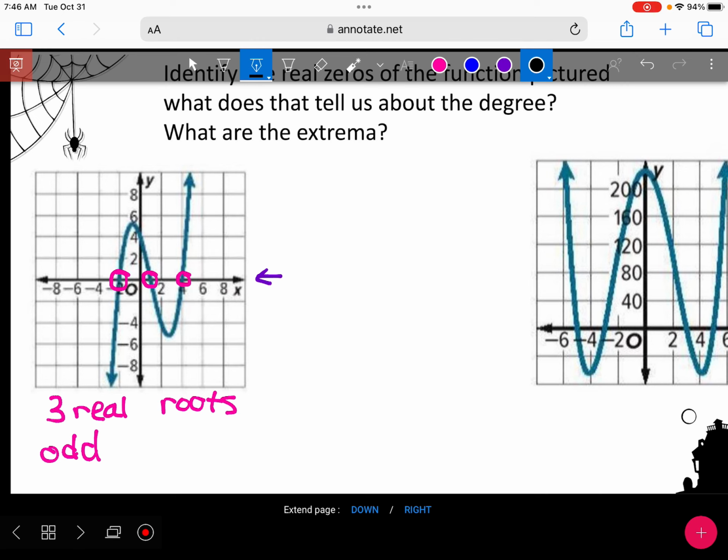So this has 3 real roots and it's odd, which means our degree is 3 or bigger. And odd.